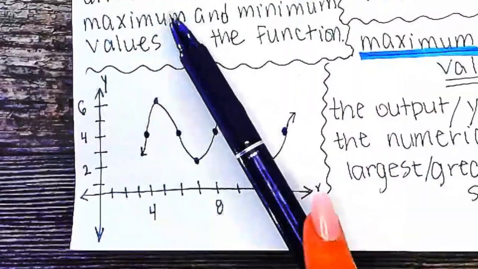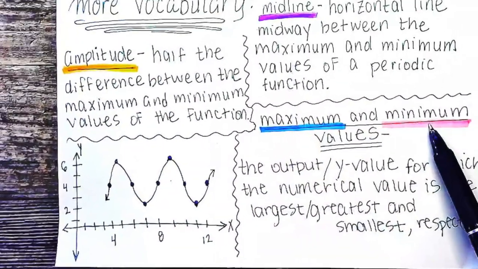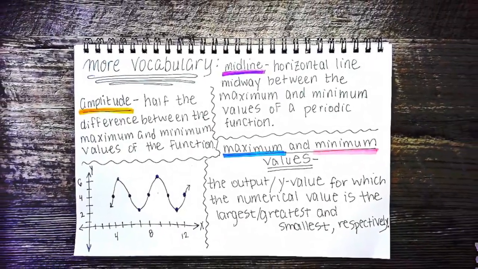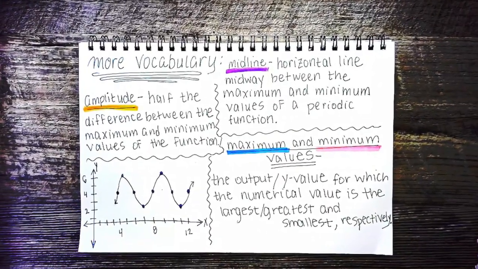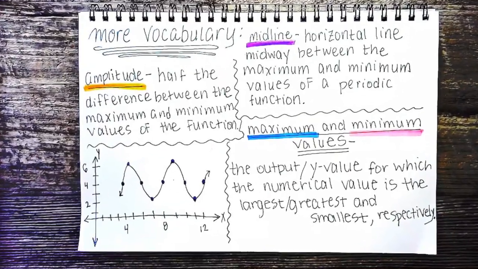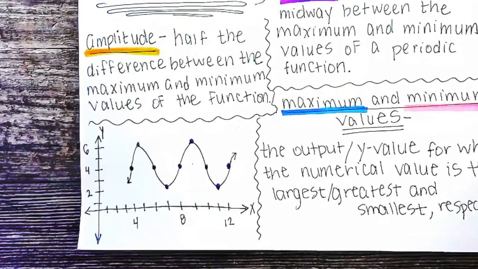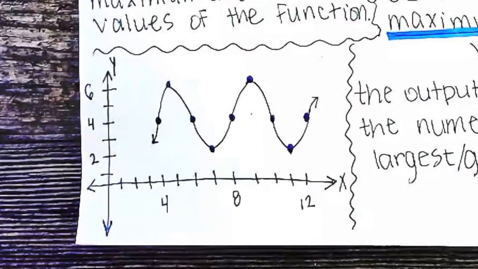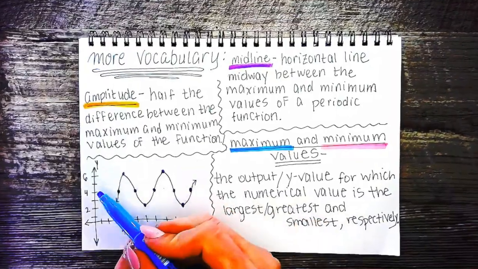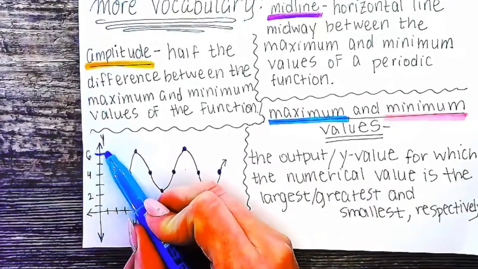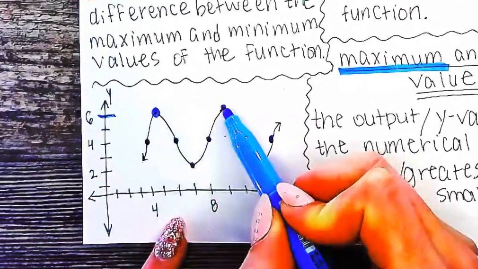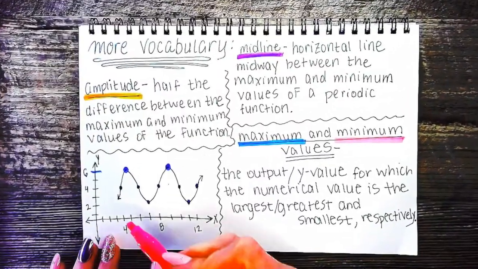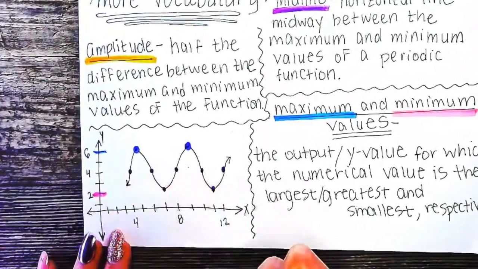Let's see if we can relate these vocabulary words to this picture right here, as well as the vocabulary words we saw a few minutes ago. Let's start with locating the maximum and minimum values, because those should be a little bit easier to spot without any confusion. It appears that the maximum value is at 6. The minimum value appears to be at 2.